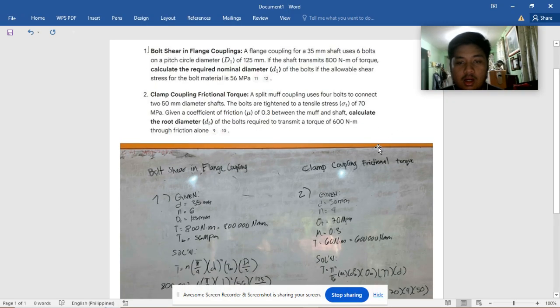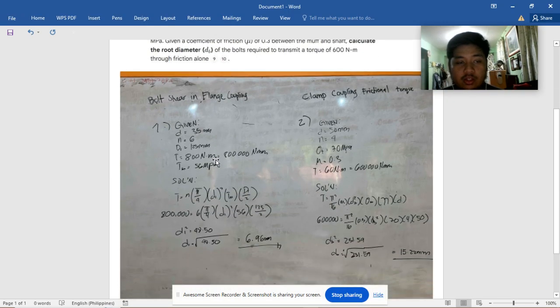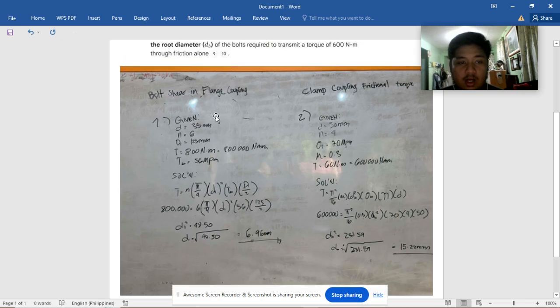So here's our solution. First, our given: diameter D is equal to 35 millimeter. Our number of bolts is 6. Our D1 is equal to 125 millimeter. Our torque is equal to 800 Newton meter. Convert it to Newton millimeter, so times 1,000 and you'll have 800,000 Newton millimeter. And our shear stress is equal to 56 MPa.